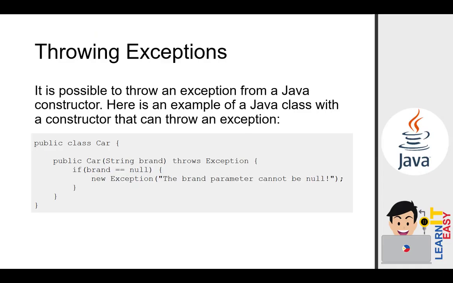Next, throwing exceptions. So, yes, it is possible to throw an exception from a Java constructor. Here is an example of a Java class with a constructor that can throw an exception. So, why do we throw an exception in our constructors? Because it has a tendency to error. So, how do we do that? We have public class car, for example, and then our constructor, say string brand. We just put the keyword throws Exception after our parameter.